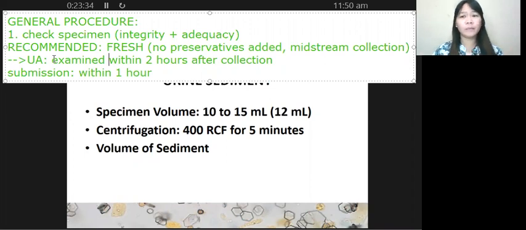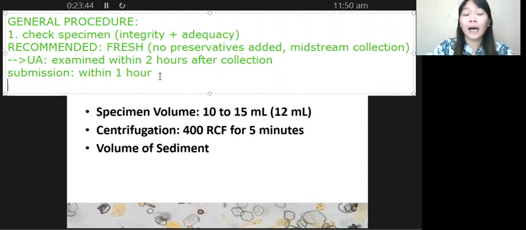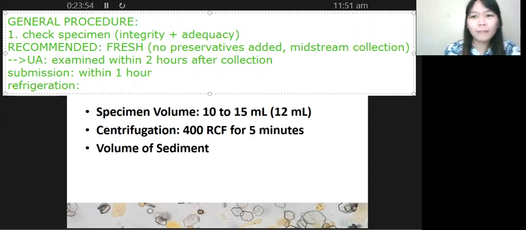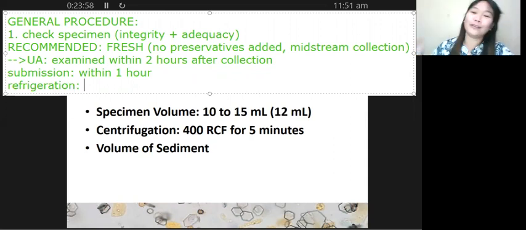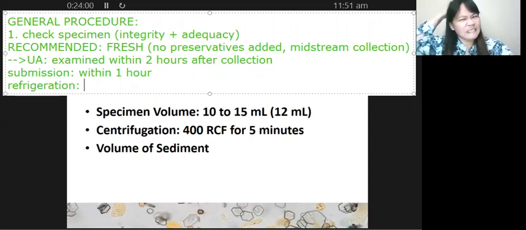Okay? Ma'am, di ba may refrigeration naman? Okay, ayan. Very good question po sa mga nakapag-isip ng question na yan. Oo, tama. Meron tayong physical method of preserving your urine sample and that is your refrigeration. Tama. Yes, tama. Very nice question. Okay.